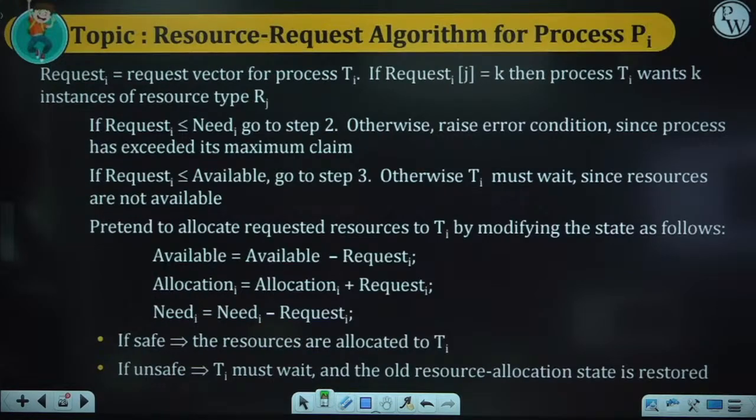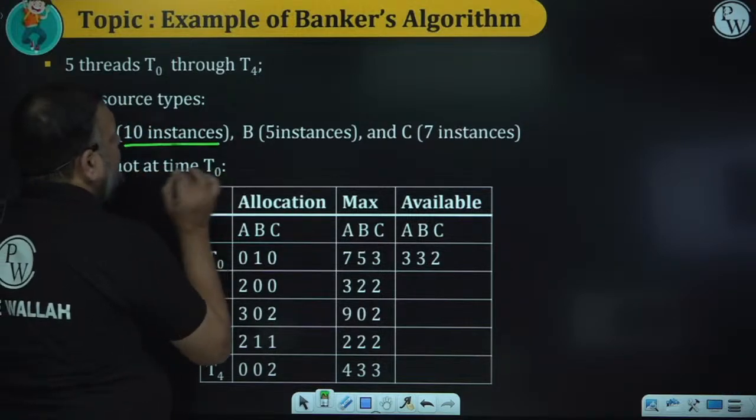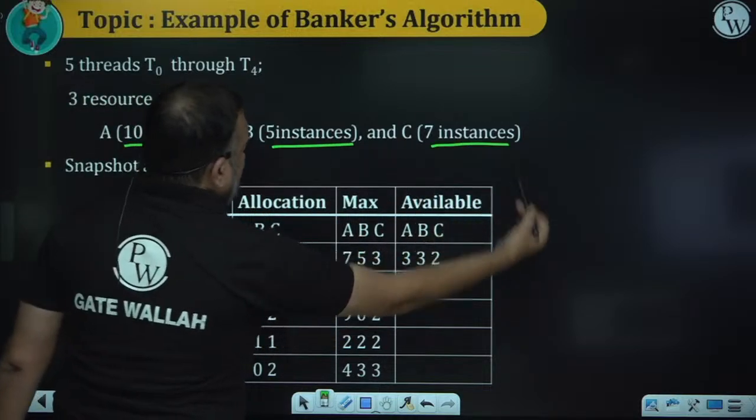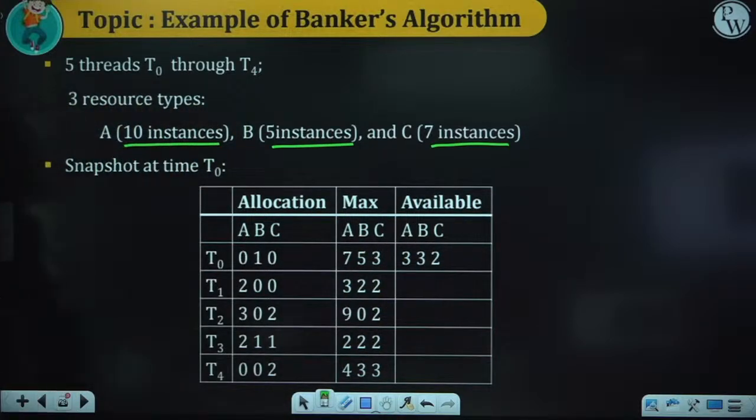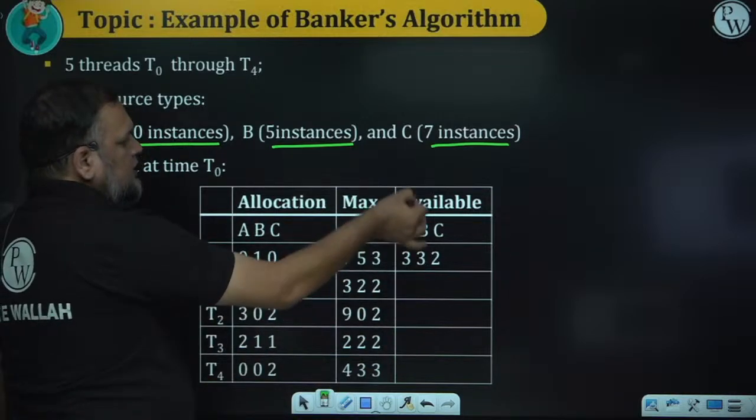अब देखिएगा, based on this, let us take this information. I have 5 tasks, 5 processes T0 to T4. There are 3 resources A, B, C, but बच्चों follow कीजिएगा example clearly. This is called snapshot at time T0. It is given that A has 10 copies, B has 5 copies, C has 7 copies. Multi-instance resource. This is the current allocation, current max and available.